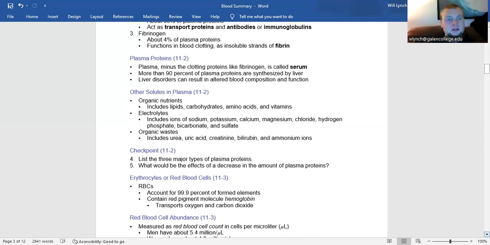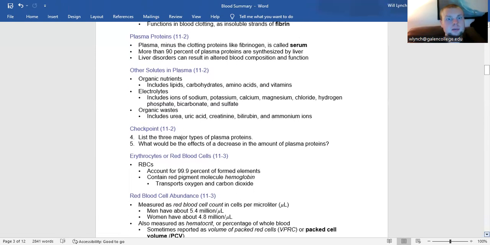So our checkpoint: 3 types of plasma proteins. Remember, we have globulins, we have albumin, and we have fibrinogen. If we were to decrease the amount of plasma proteins, what would the effect be? The effect of decreasing plasma proteins: 1, you would have fewer transporters in the blood. 2, we would have fewer globulins to make immune cells or antibodies. 3, we would have fewer transporting proteins, so we wouldn't be able to efficiently transport substances through the blood. There would be a lot of different things that go wrong.